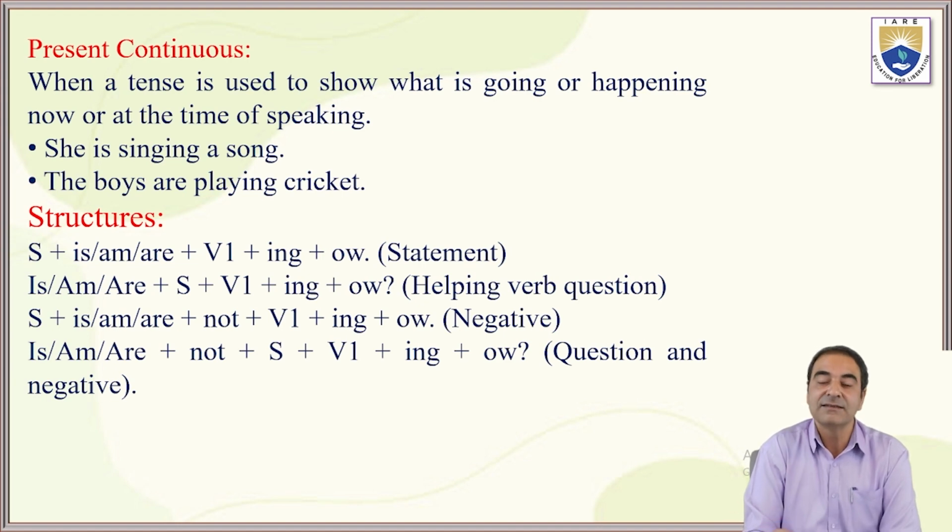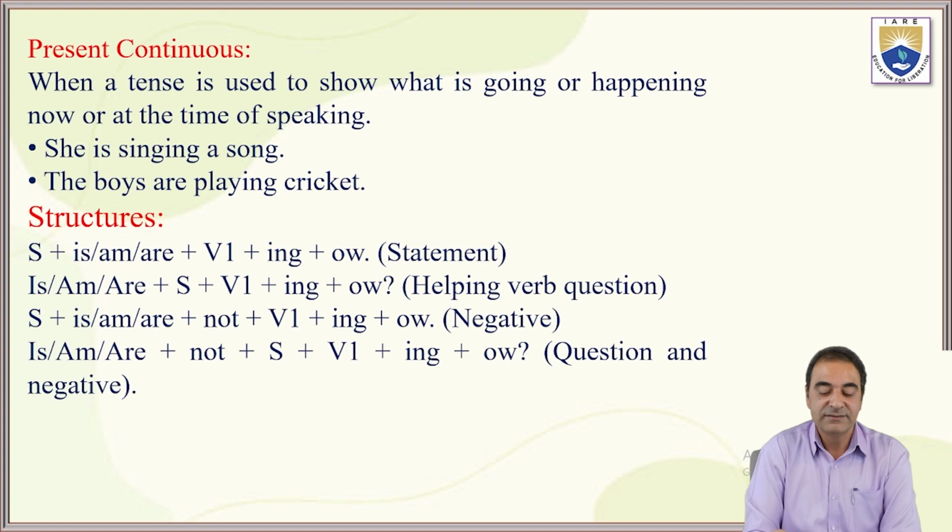Now look at the second sentence. This is how we make questions in present continuous tense. Is, am, are, that is a helping verb, be forms of verb, plus subject, plus verb in ing form, plus other words, and then question mark.